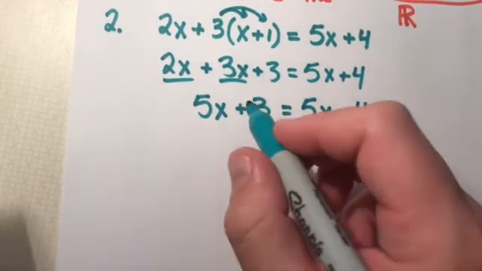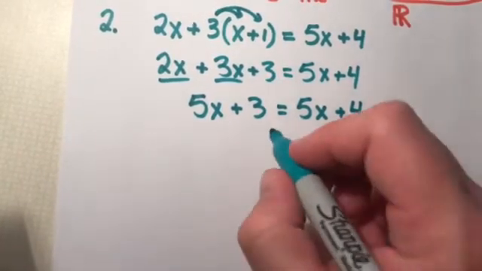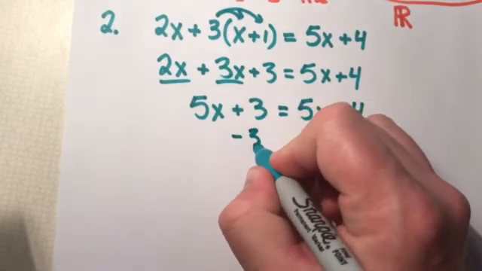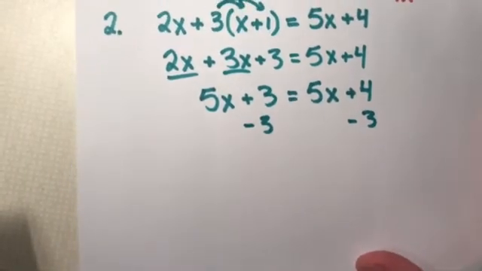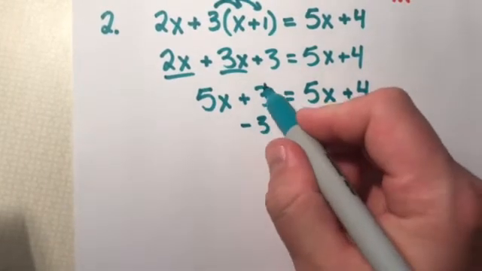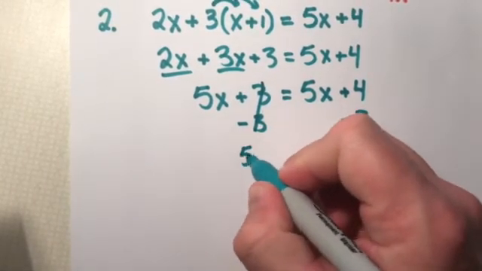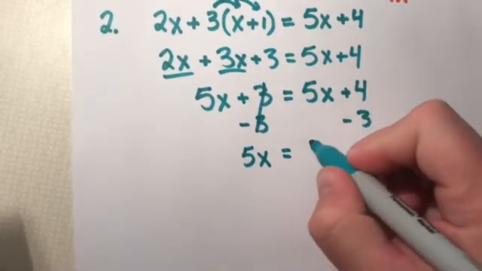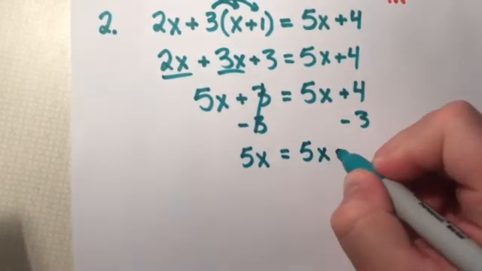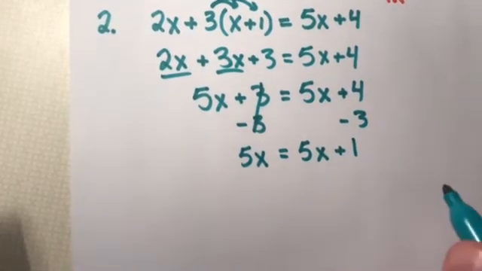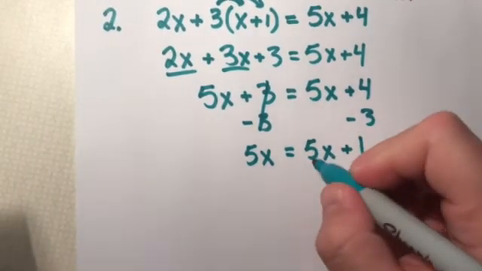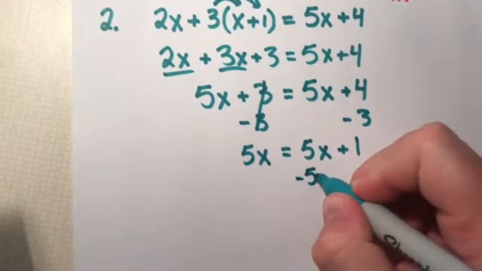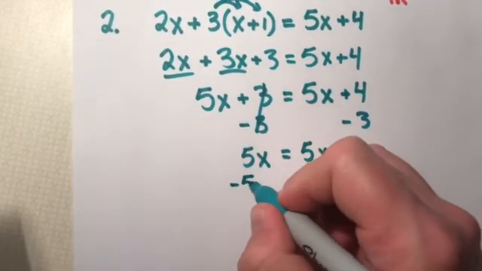Okay, so this one's a little different. I'm going to maybe start by moving all my constant terms to the right side. In other words, we'll just subtract 3, take 3 away from each side. And then these ones, of course, cancel. We get 5x is equal to 5x plus 1. Now I'll move all my variable terms to the left side. I want to undo 5x. We're going to just take away 5x's from each side.